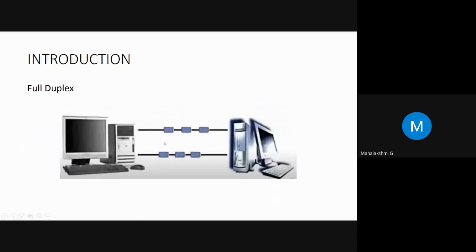In full duplex mode, both stations can transmit and receive simultaneously. The full duplex mode is like a two-way street with traffic flowing in both directions at the same time. In full duplex mode, signals going in one direction share the capacity of the link with the signals going in the other direction. This sharing can occur in two ways. Either the link must contain two physically separate transmission paths, or the capacity of the channel is divided between signals traveling in both directions. The best example for this is the telephone network.